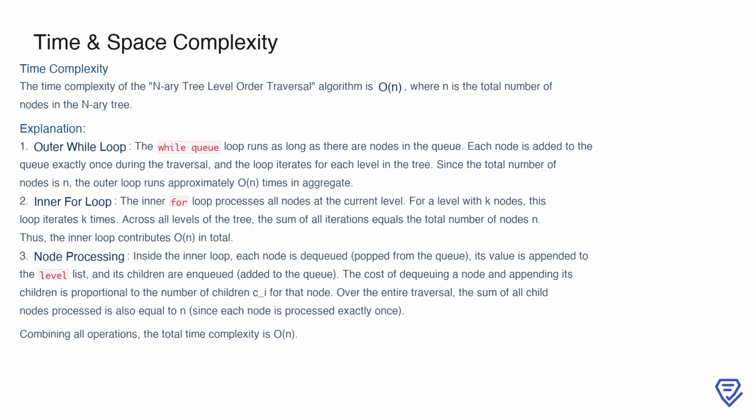Lastly, within the inner loop, we dequeue each node, process its value, and enqueue its children. The cost of these operations is proportional to the number of children a node has, but when summed across the entire tree, this still equates to O(n), because every node is processed once. Combining these factors, the total time complexity of the algorithm is O(n).